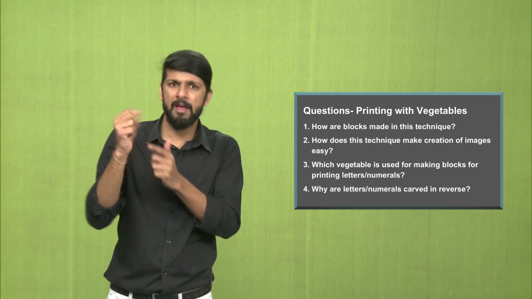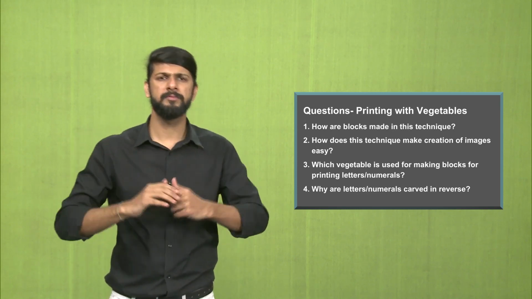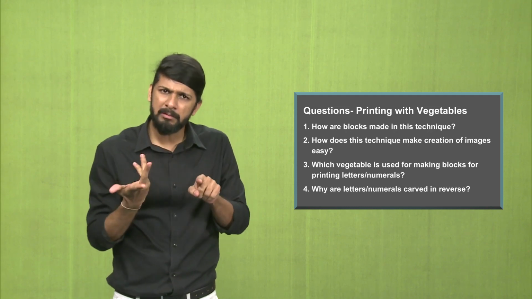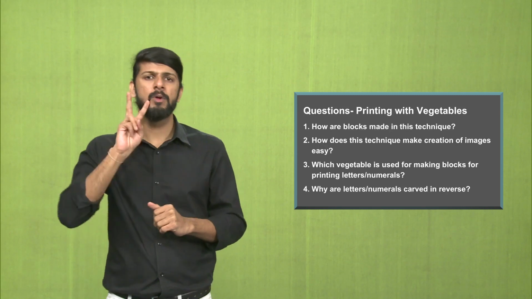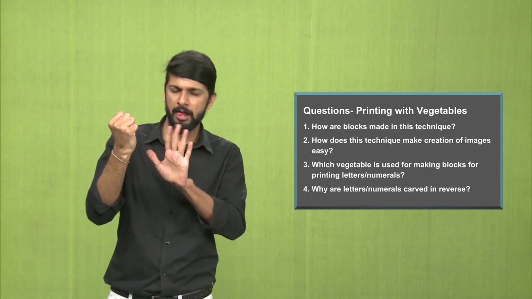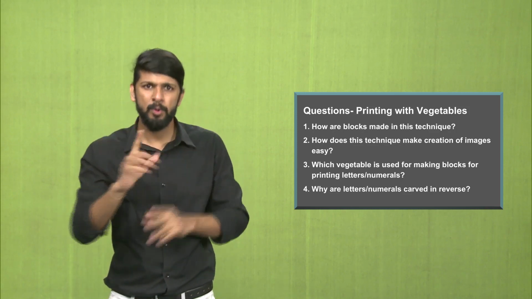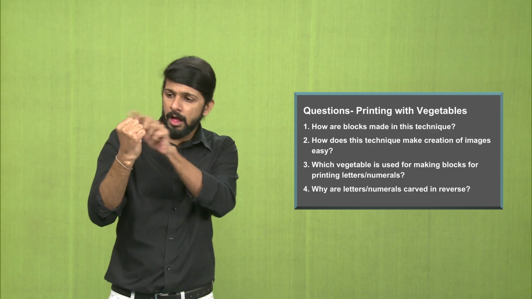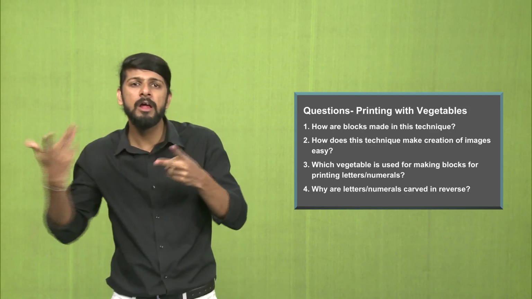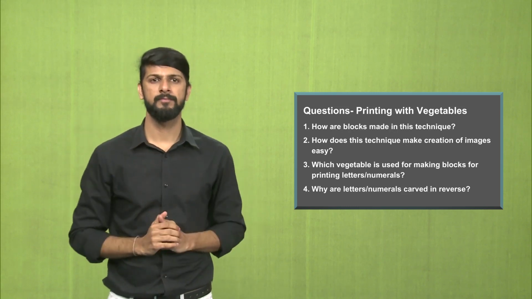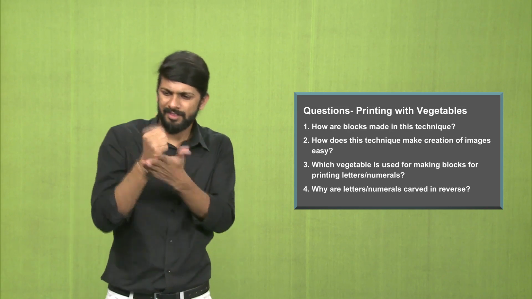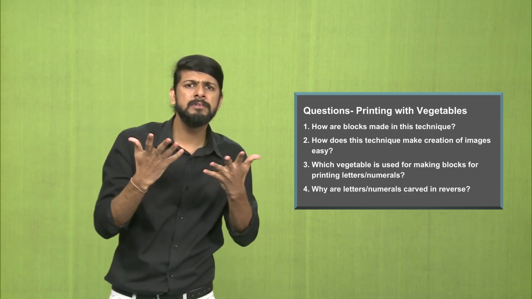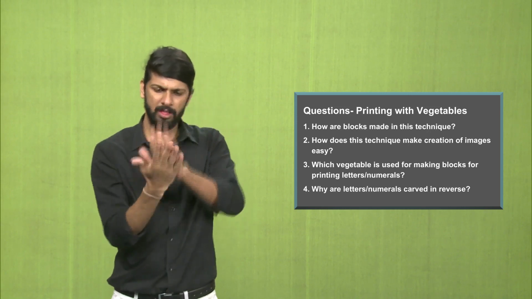Questions related to printing with vegetables. Question number 1. How are blocks made in this technique? Question number 2. How does this technique make creation of images easy? Question number 3. Which vegetable is used for making blocks for printing letters and numerals? Question number 4. In the case of letters and numerals, why should the carving be in reverse?